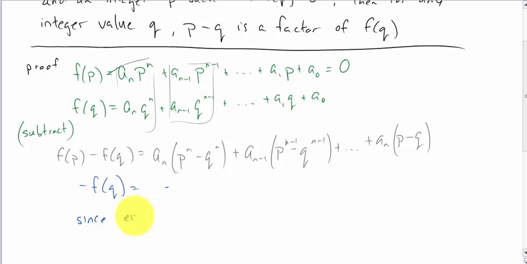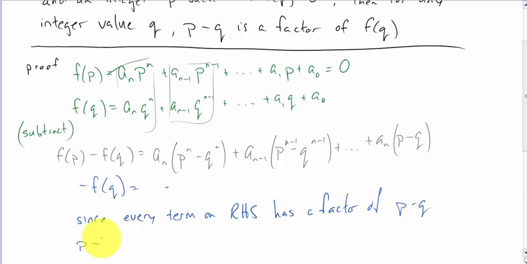So since every term on the right-hand side has a factor of p minus q, p minus q is a factor of f of q. And that's what we were trying to prove.